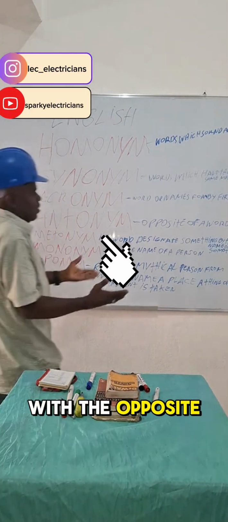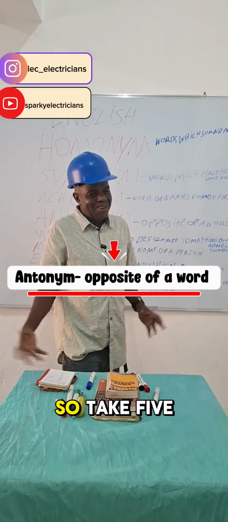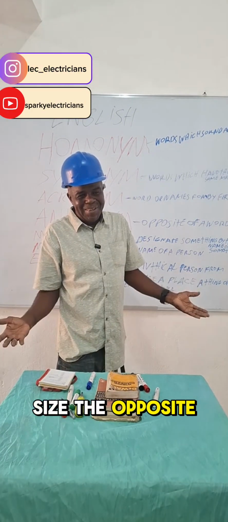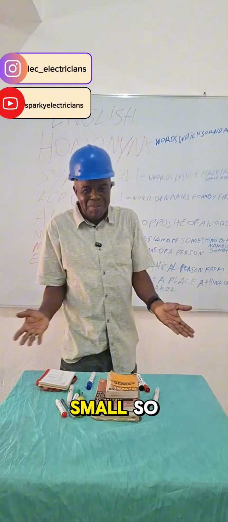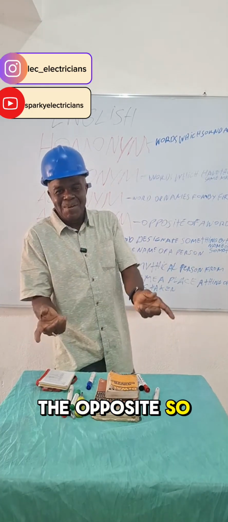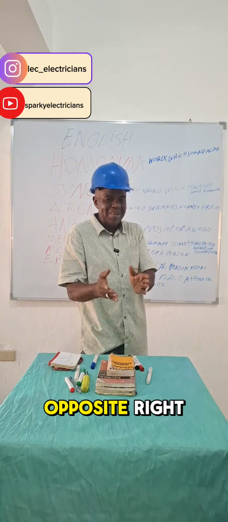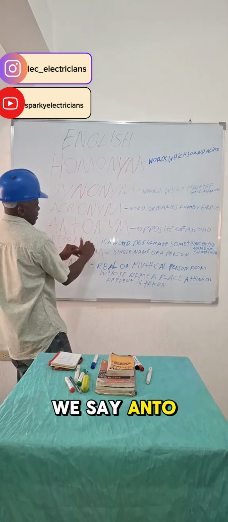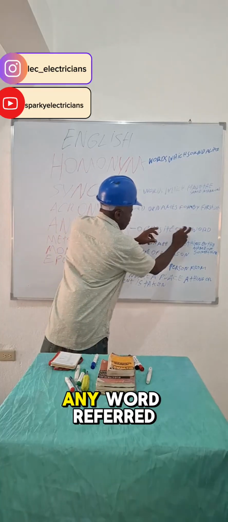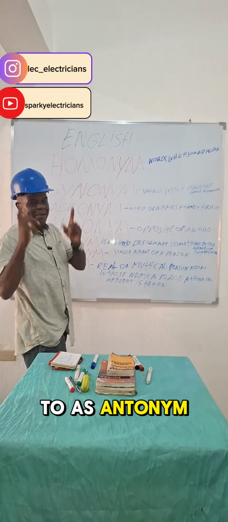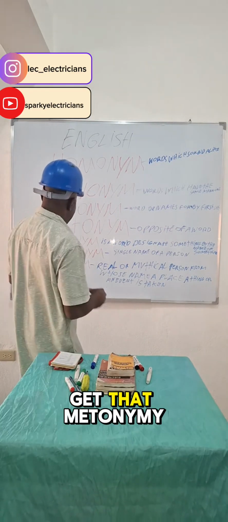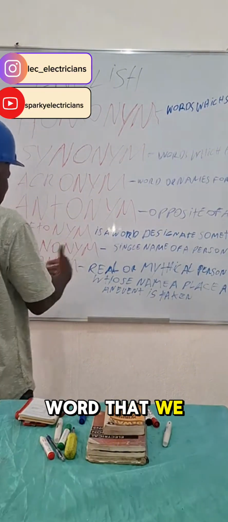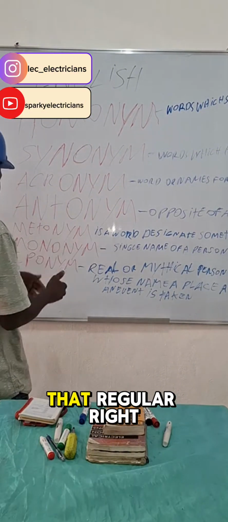Antonym now is the opposite of a word, right? So, take for instance, the opposite of big is small. So remember now, anti is the opposite, right? So, ant-onym, the name, the opposite of any word. We refer to those as antonyms, right? Get that? Metonym is not one that we come across that regularly, right?